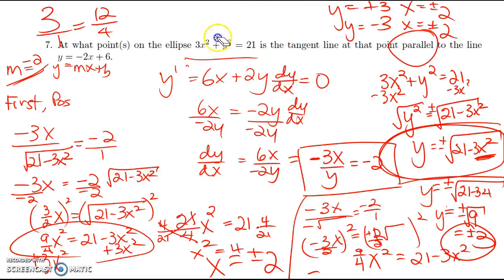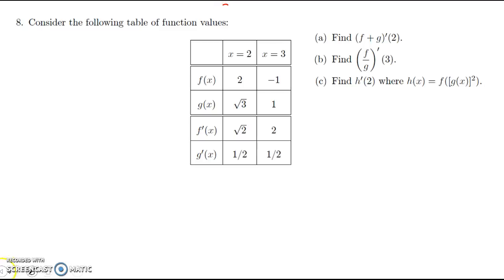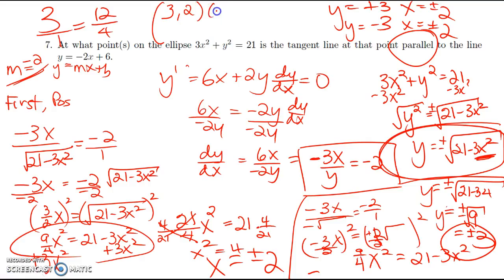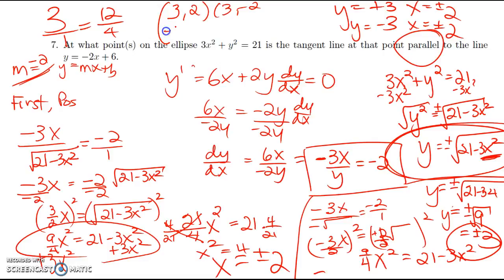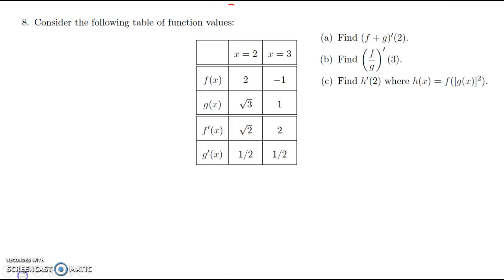So finally, if I write the points where the tangent line is parallel to that, I have (2, 3), (2, negative 3), (negative 2, 3), (negative 2, negative 3). I'm going to come back to that one, so I want to double check it. All right, they're giving us all sorts of good stuff here.